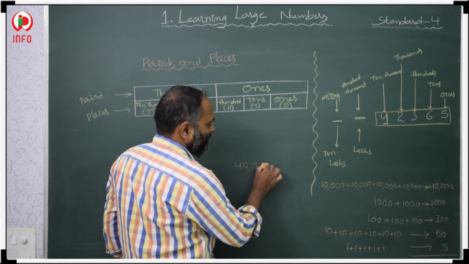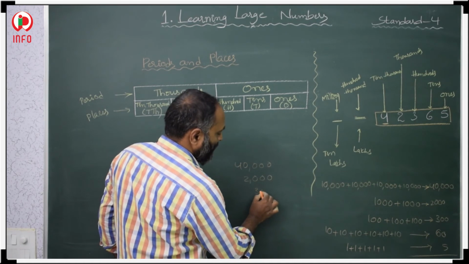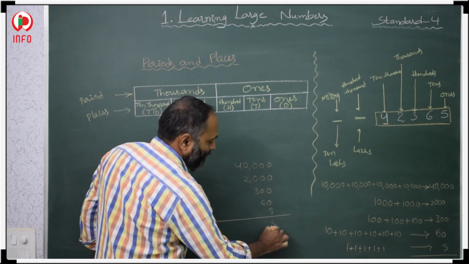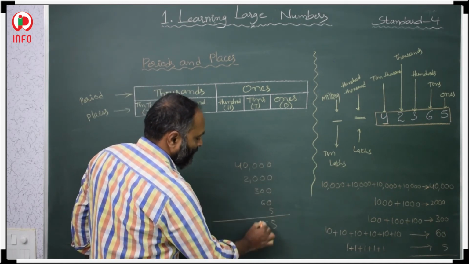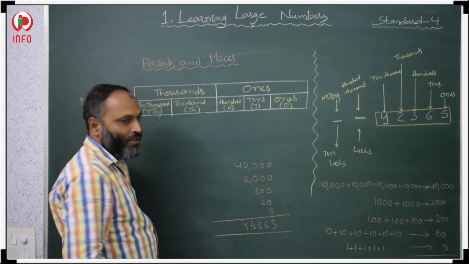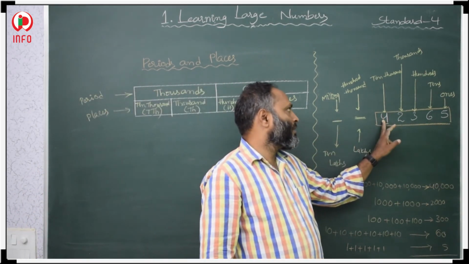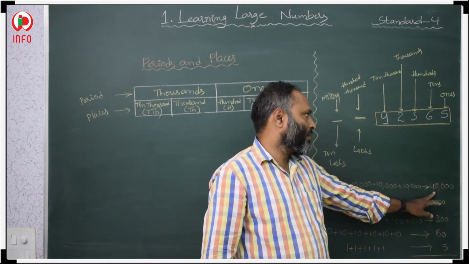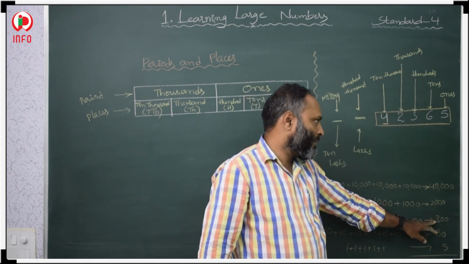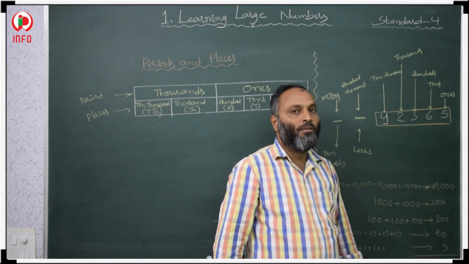If you want to add, then add and see your answer. First one is 40,000, second one is 2,000, third one is 300, fourth one is 60, and fifth one is 5. In this row 5, in this row 6, in this row 3, in this row 2, in this row 4. The answer is 42,365. It means when 4 is in the 10,000s place, that is 40,000. 2 is in the thousands place, that is 2,000. 3 is in the hundreds place, that is 300. 6 is in the tens place, that is 60. And 5 is in the ones place, that is 5.